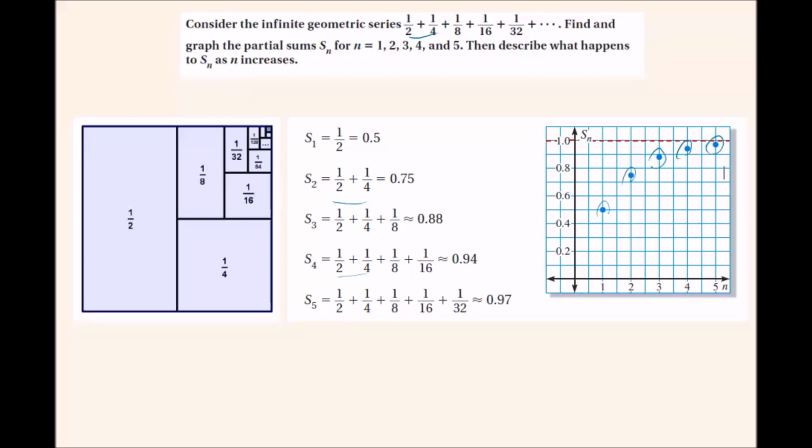And as we keep going, if we were to do the 6th term, we would add 1 over 64, which is really getting really small. And then when we do the 7th term, we're adding 1 over 128. So actually, that's not adding much at all, like we said. So what happens to this graph is it approaches the number 1. So it says, describe what happens to the sum as n increases. We would say it approaches 1.